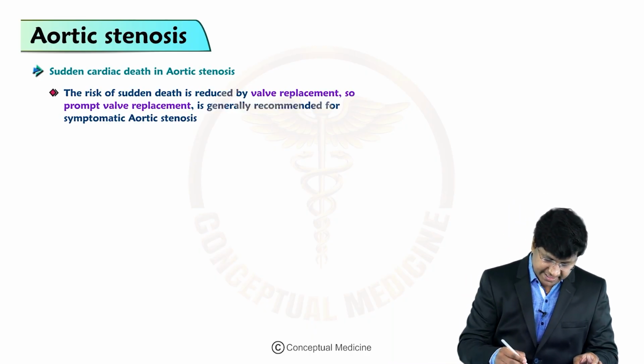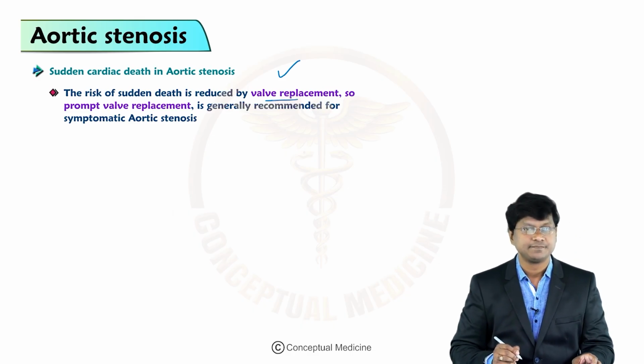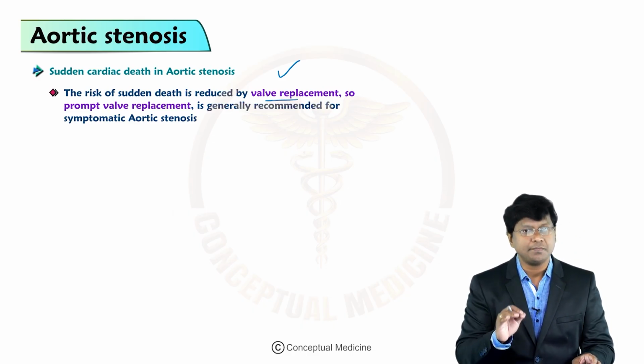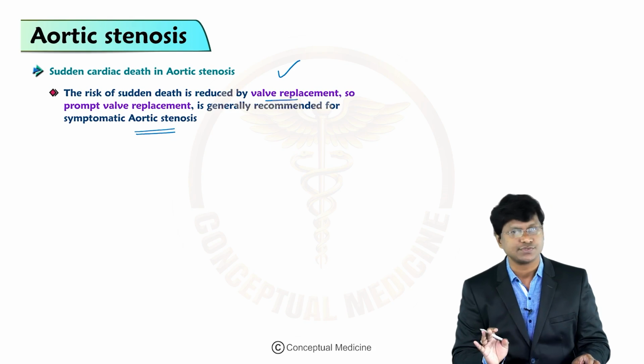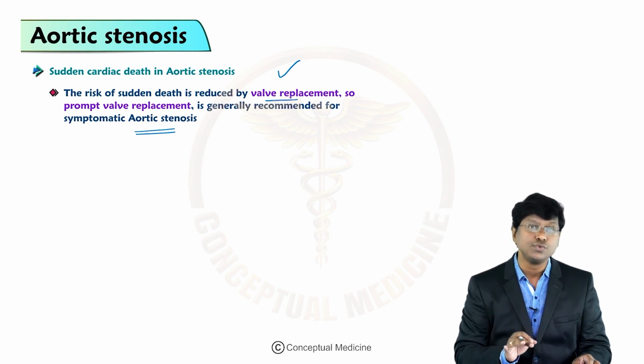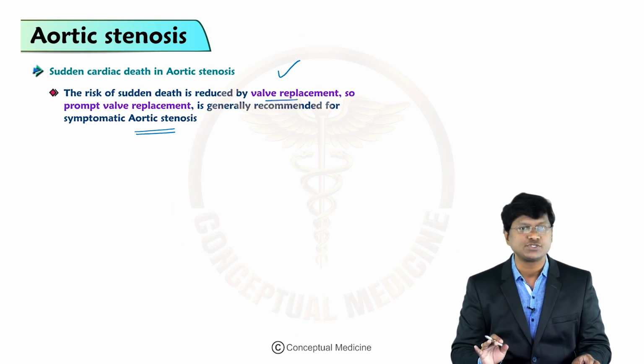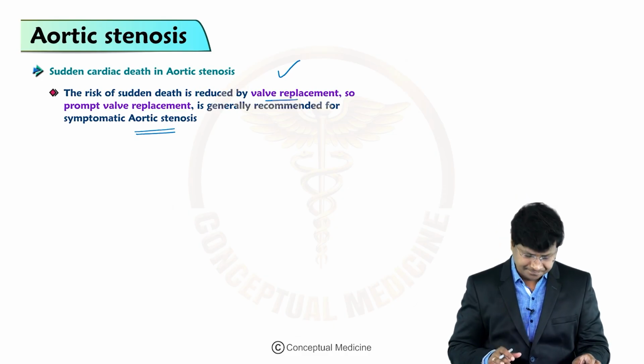Now, please remember, how can you reduce the risk of sudden cardiac death? The risk of sudden cardiac death is reduced by valve replacement. So prompt valve replacement is generally recommended for symptomatic aortic stenosis. That is how you can reduce the incidence of sudden cardiac death.